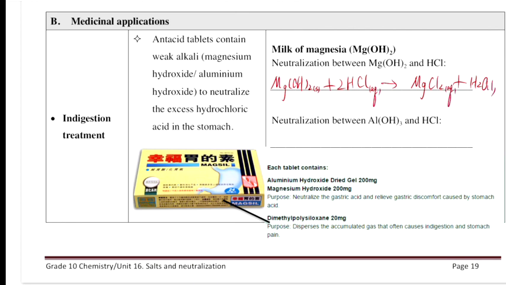And also we have a reaction between aluminium hydroxide and hydrochloric acid. So it would produce the salt aluminium chloride with water. Okay, and also remember to balance this one.